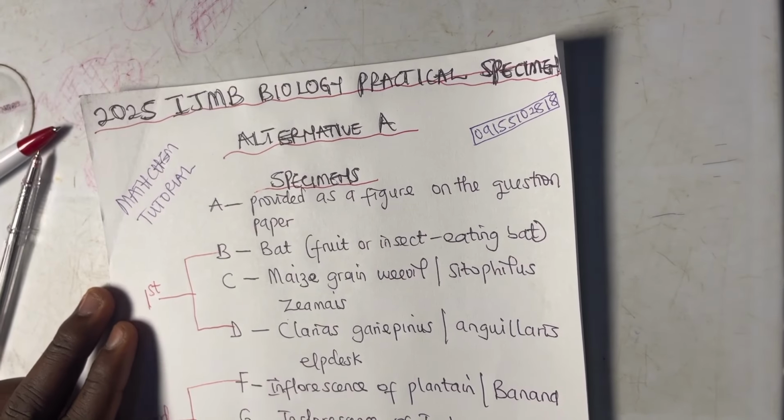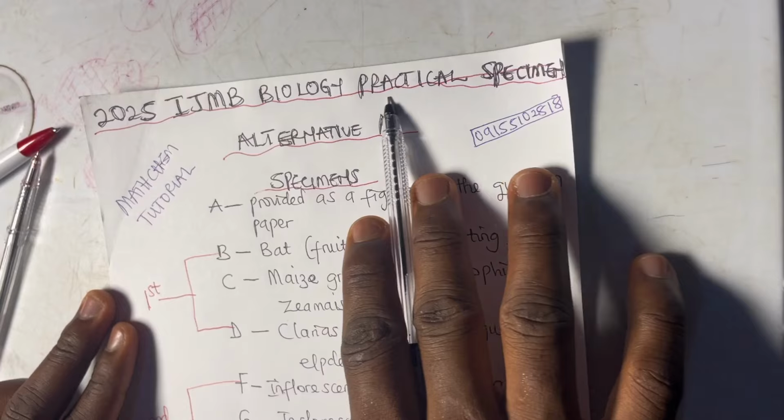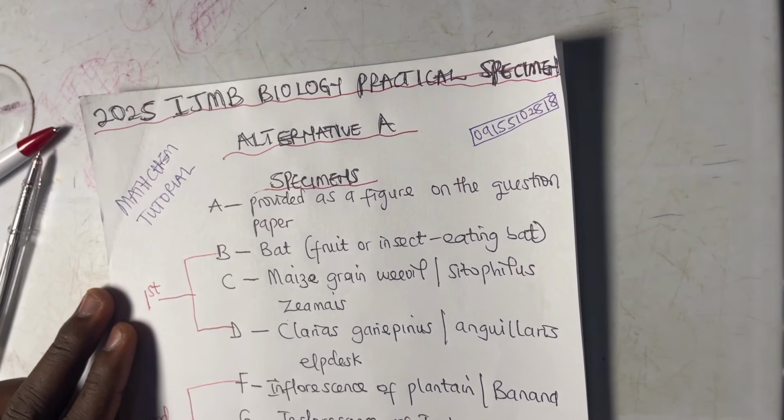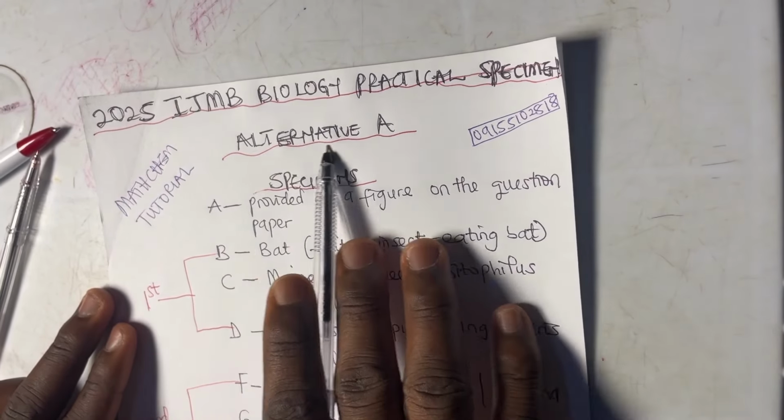In this video, we'll be looking into the 2025 IJMB Biology Practical Specimen and the preparatory questions too. So, looking at this is alternative A.